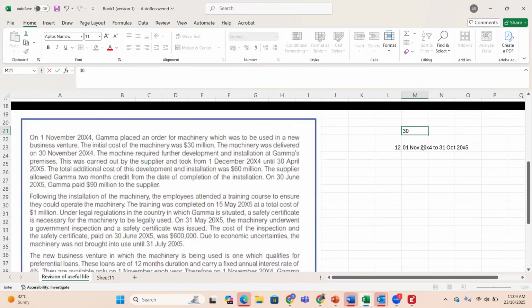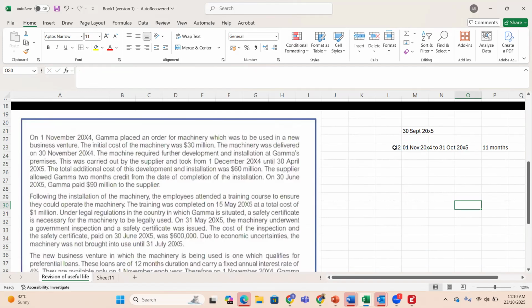30th September 20x5. So how many months interest was paid in this? We paid 11 months interest because 31st October falls in the next period. Okay, that is number one. Out of 12, 11 months it is accountable.